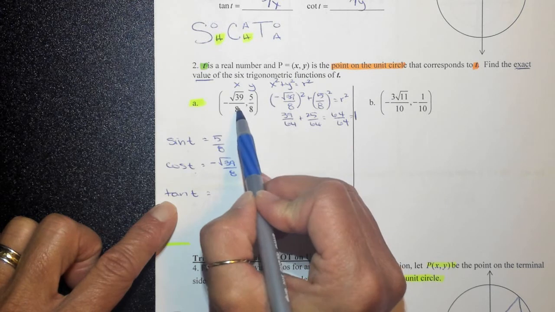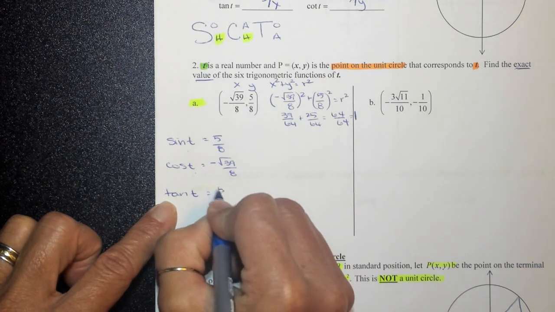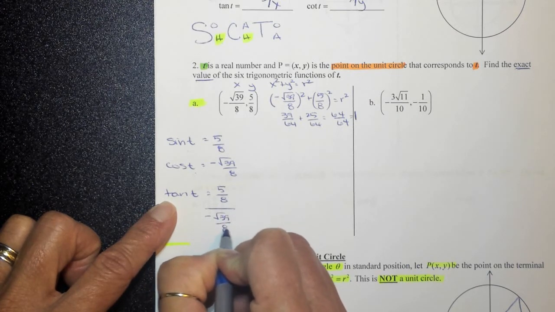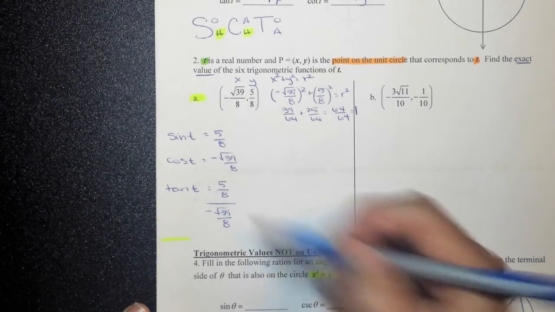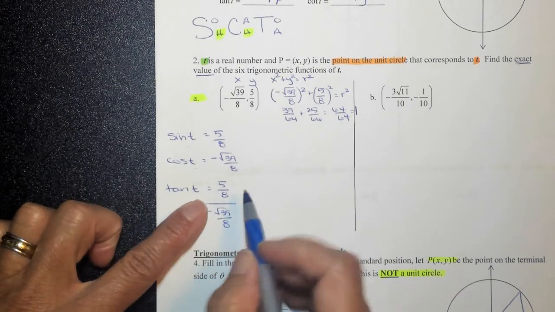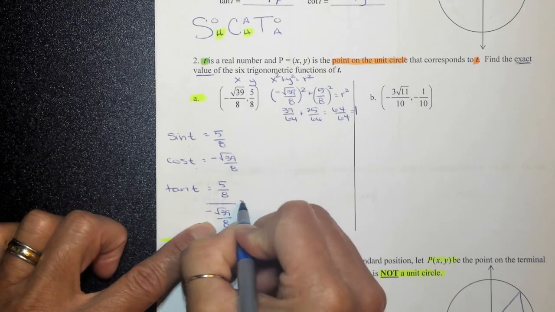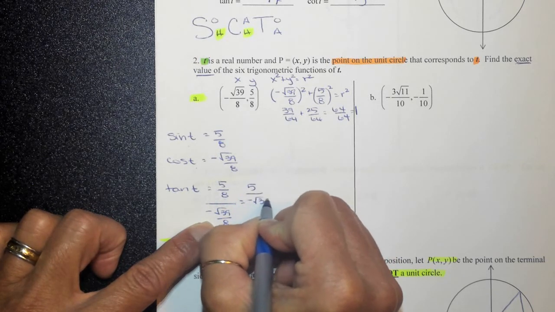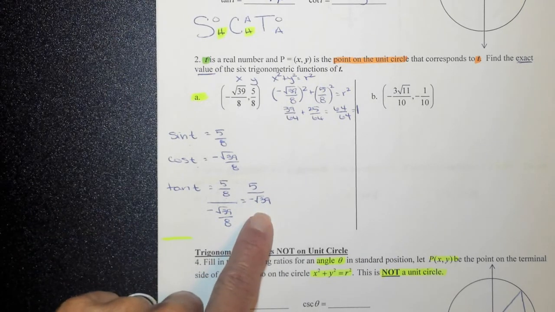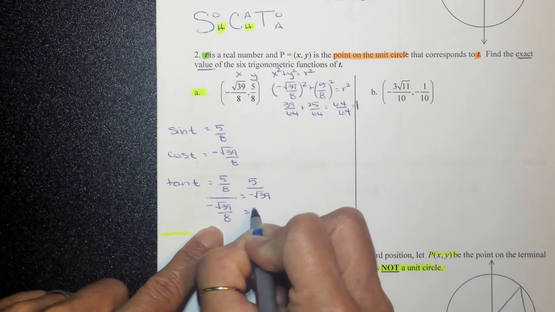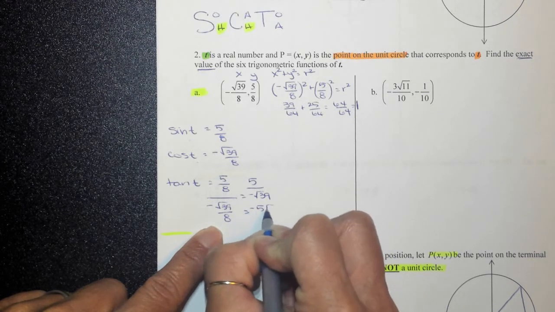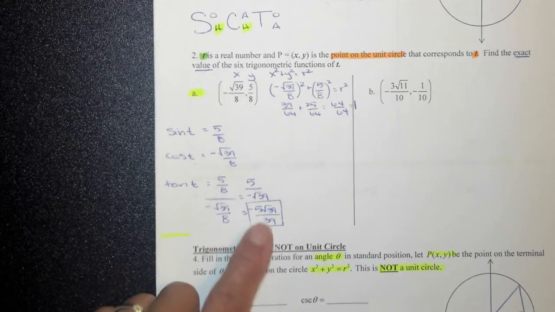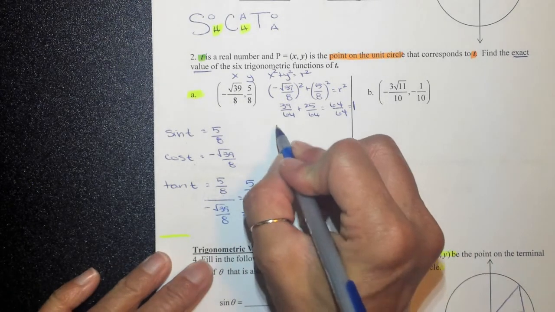And then our tangent will be our y over our x. So essentially what we have is 5 over 8 over negative square root of 39 over 8. And I hope you remember you have to simplify a complex fraction. So this is essentially 5/8 times the reciprocal of this, which would be 5 over negative square root of 39, which some of you need to practice rationalizing your fractions. So your final answer here would be negative 5 square root of 39 over 39. You cannot leave your answer unrationalized. Okay, so that's the first three.